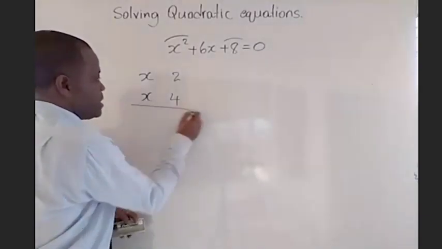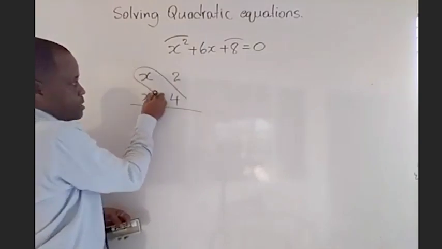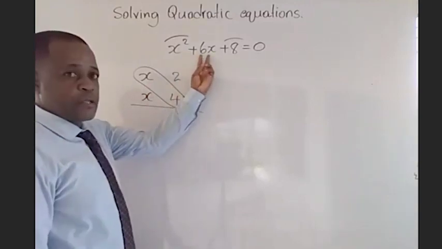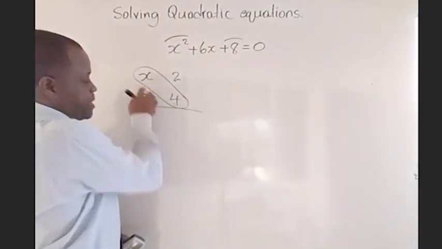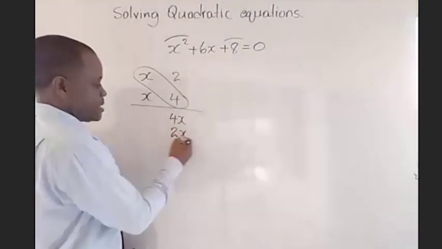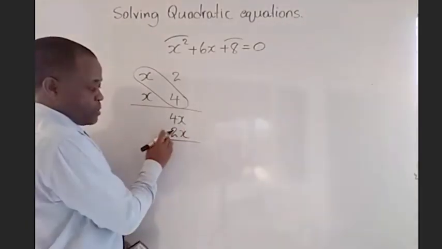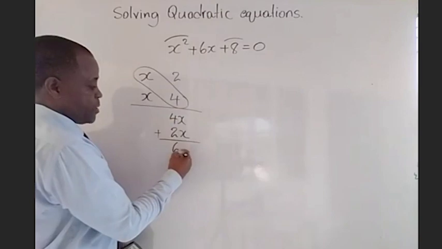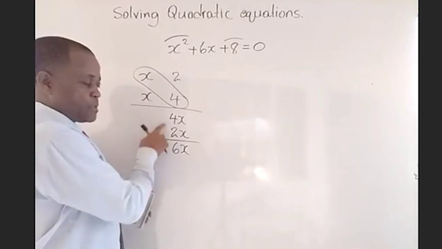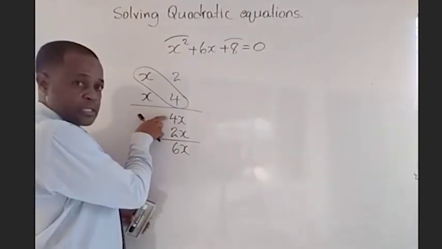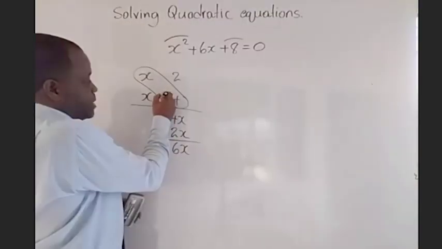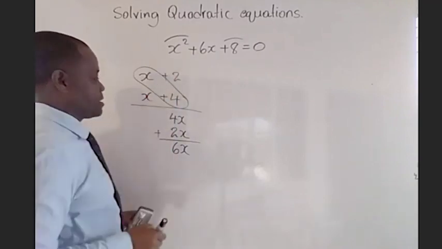Now, remember the last time we said that we want the sum of the cross product to give us the b term here. So let's multiply. 4 times x will give me 4x. 2 times x will end up giving me 2x. What do I need from these two? The sum of these two should give me positive 6x. As it is, I don't need to do anything to these terms because positive 2x plus positive 4x will end up giving me a positive 6x. Okay, fine. So we're going to make that positive and that positive.